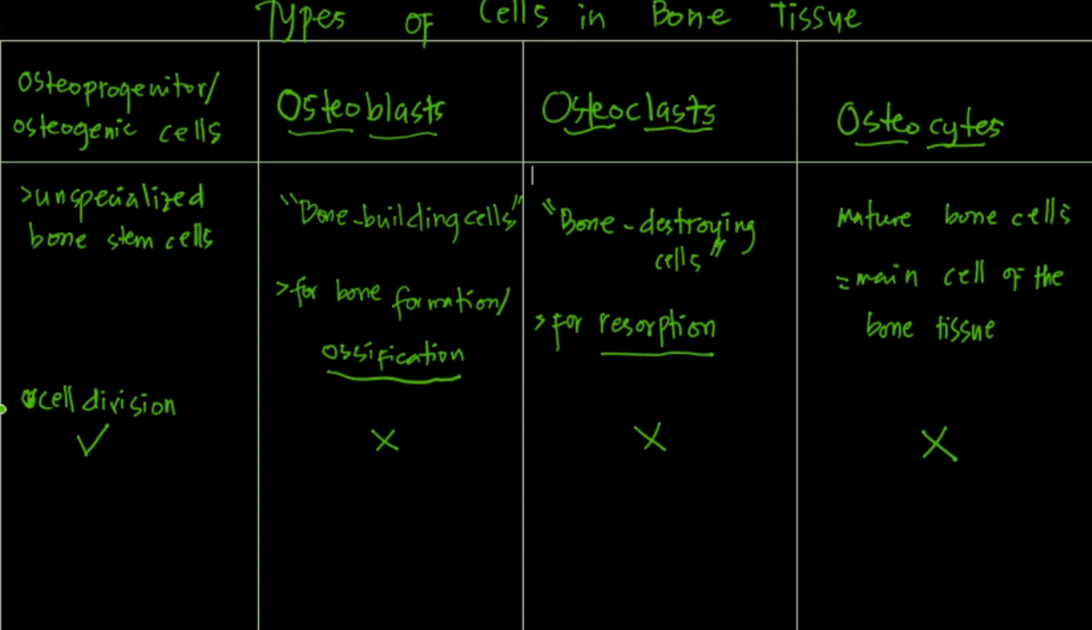And also your osteoprogenitor cells are the ones that develop into osteoblast. In short, your osteoprogenitor cells are the precursor of your osteoblast. Again, since they develop into osteoblast, they are said to be the precursor of your osteoblast.